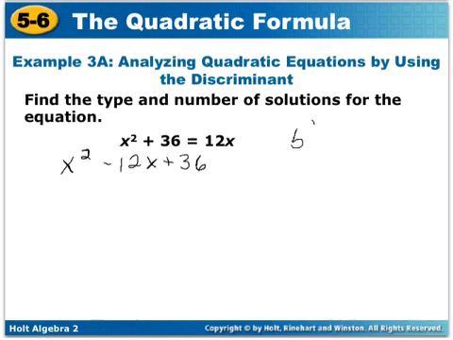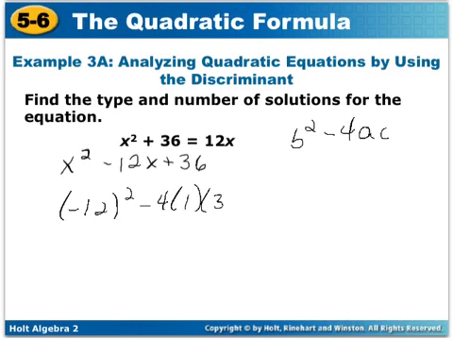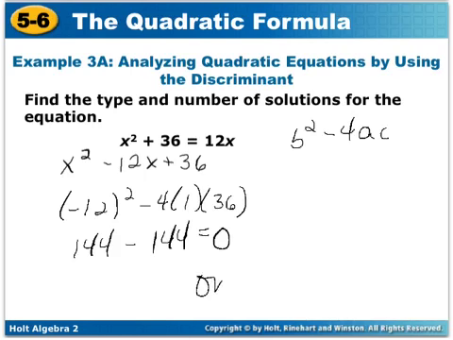So you remember the discriminant is b squared minus 4ac, just what's underneath the square root. So I get negative 12 squared minus 4 times a times c, 144 minus 4 times a times c is 144. That gives me 0. So I have one real solution.